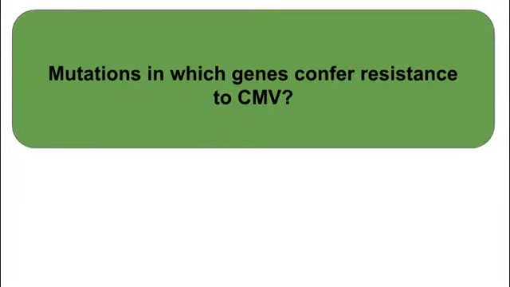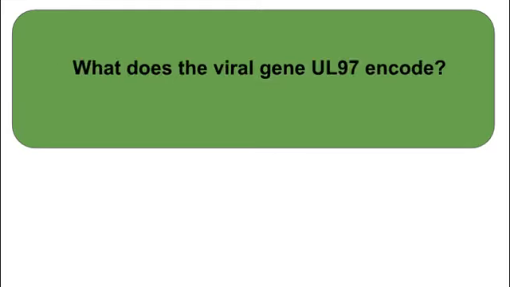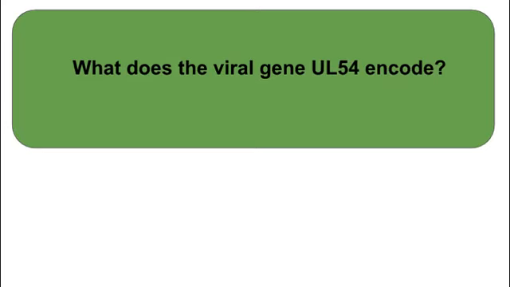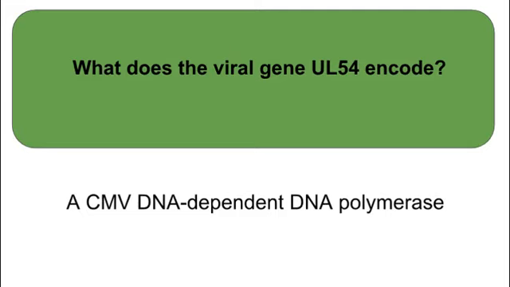Mutations in which genes confer resistance to cytomegalovirus? UL97 and UL54. What does the viral gene UL97 encode? UL97 encodes a kinase that produces the triphosphate form of ganciclovir. What does the viral gene UL54 encode? UL54 encodes CMV DNA-dependent DNA polymerase.